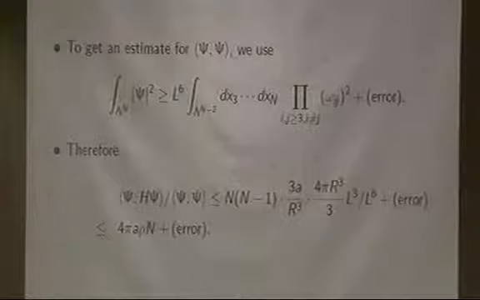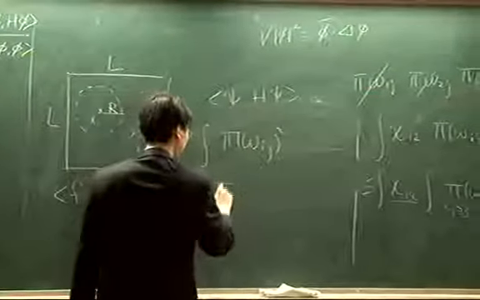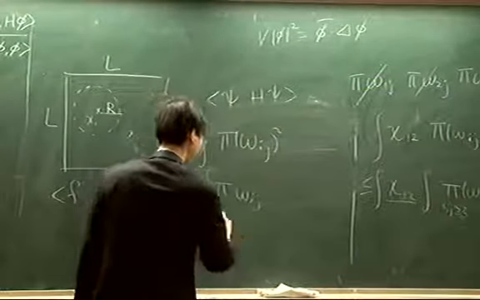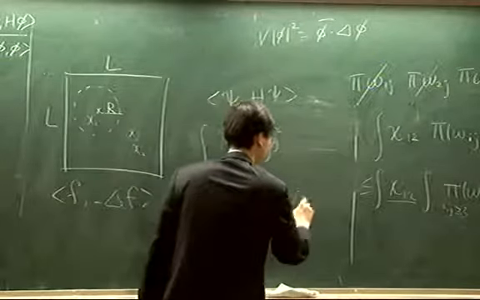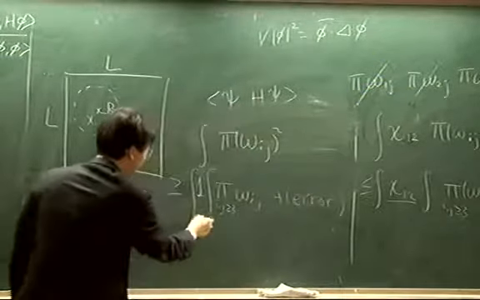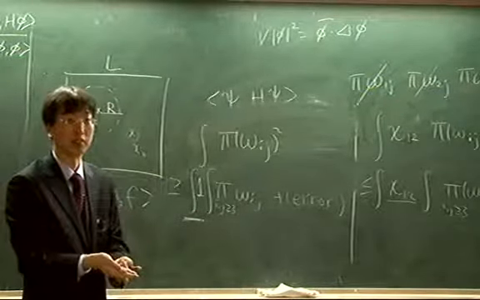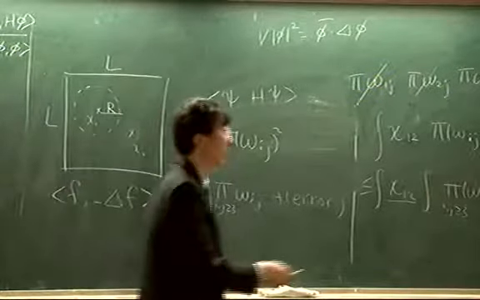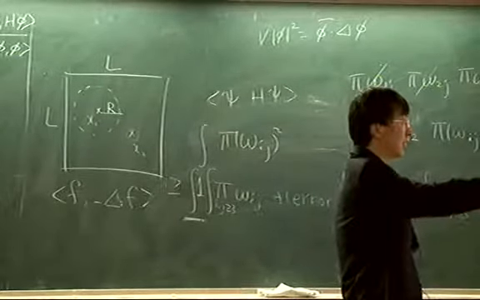In this case, the idea is like this. We have the product of omega_ij squared, and this is bigger than or equal to the product of omega_ij, and ij is bigger than or equal to 3 plus some error. And this means that we want to integrate with respect to the first particle and the second particle. If you integrate with respect to the second particle and the first particle, then it just becomes L cubed, L to the 6th. So L to the 6th times this integration.